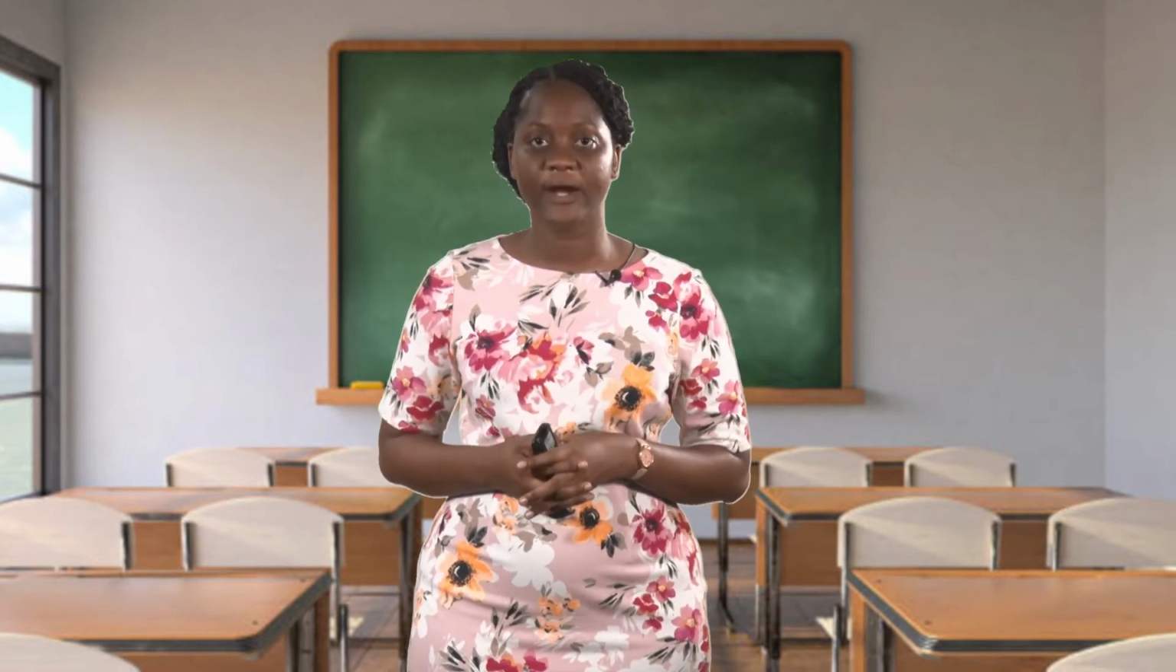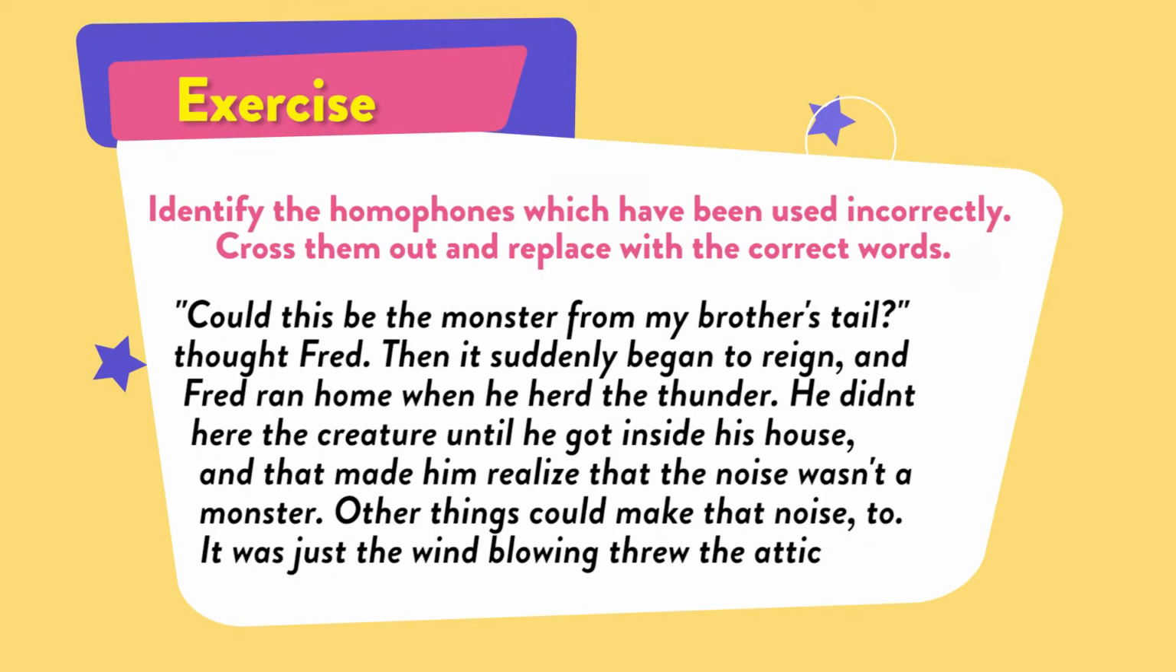I will read the paragraph for you. Could this be the monster from my brother's tail? Thought Fred. Then it suddenly began to reign, and Fred ran home when he herd the thunder. He didn't here the creature until he got inside his house, and that made him realize that the noise wasn't from a monster. Other things could make that noise to. It was just the wind blowing threw the attic. So take some time and correct the incorrectly used homophones in that paragraph. I'll give you 2 minutes to do that.